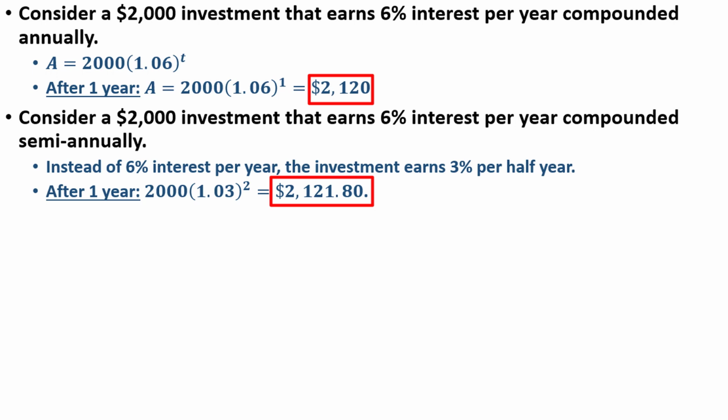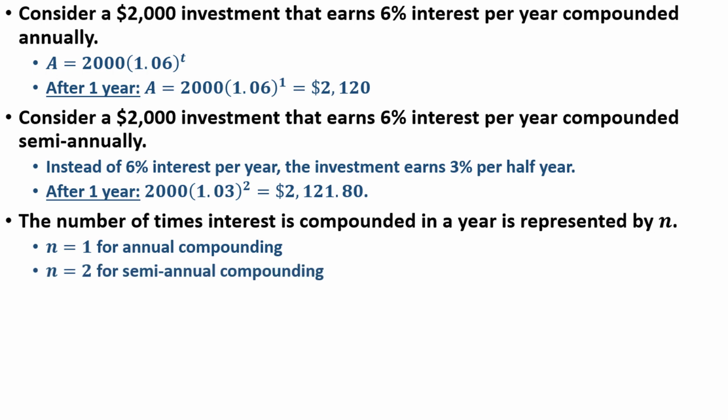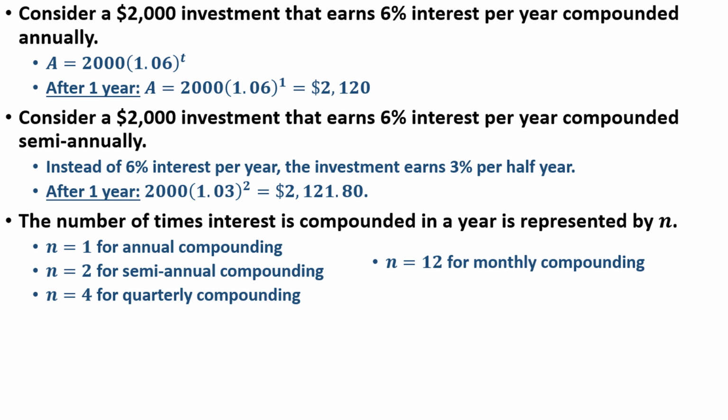So you can see, if you are investing money, it is beneficial to have more compound periods per year. The number of times interest is compounded per year is represented by the letter n. The most common compounding periods are annually, which is once a year, semi-annually, which is twice a year, quarterly, which is 4 times a year, monthly, which is 12 times a year, and daily, which is 365 times a year. There is also something called continuous compounding, which we will talk about later in this video.